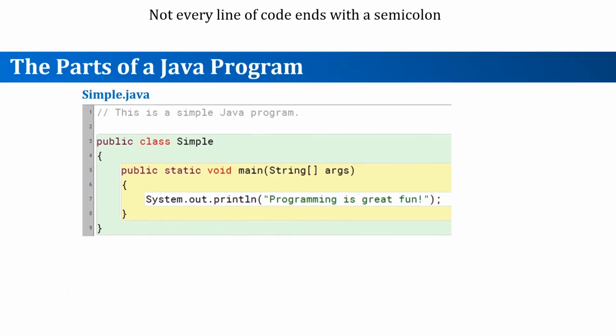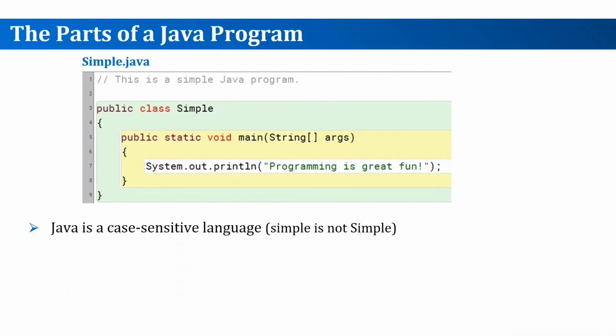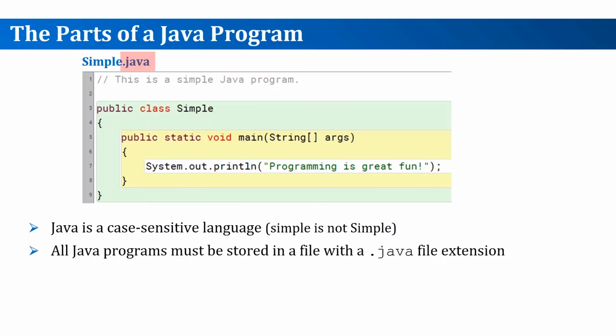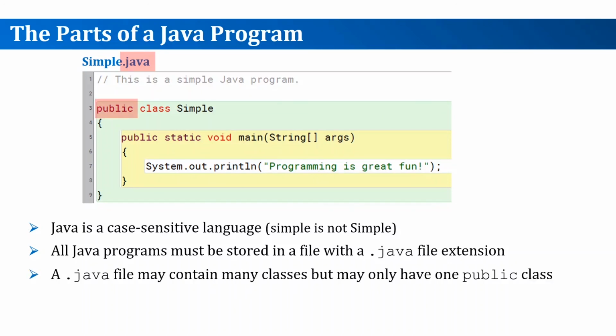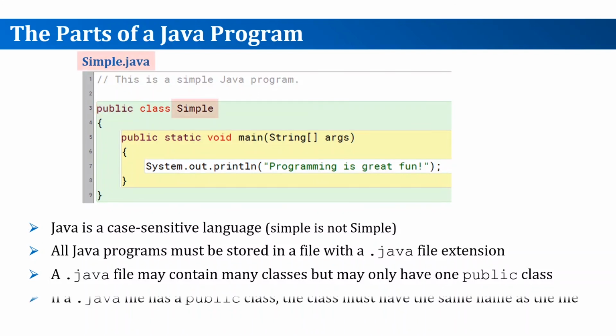It's essential to know that Java is a case-sensitive programming language. This means that simple with a lowercase s is not the same as a simple with uppercase s. For Java, they are two completely different things. All Java programs must be stored in a file with a .java extension. A .java file can contain multiple classes. However, only one of these classes can be public. For that public class, it must have a name that matches the name of the file.